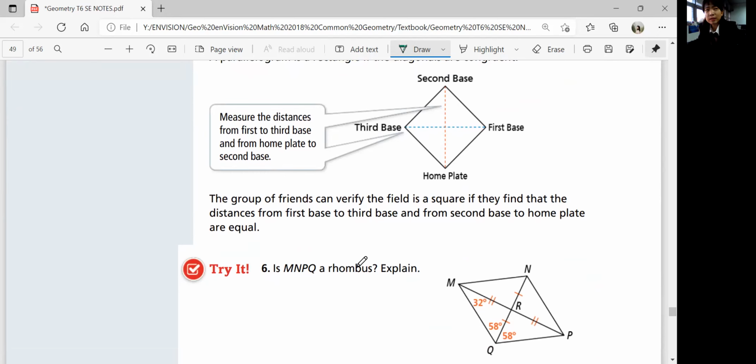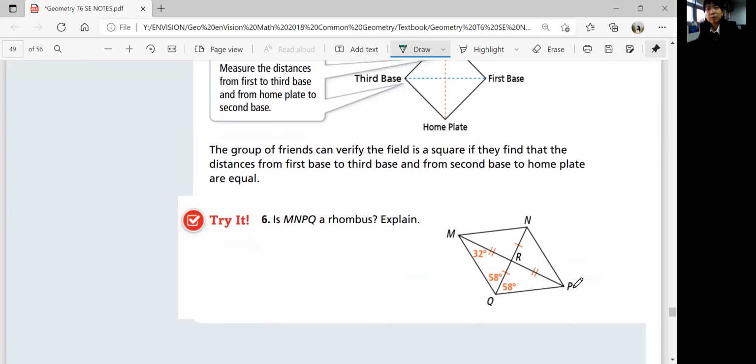So let's look at problem number 6. Is MNPQ a rhombus? Basically, are all the sides equal to each other? Okay. What are the special properties of a rhombus? First, verify that it's a parallelogram. How do you know it's a parallelogram? Because the diagonals bisect each other, right? And so it's a parallelogram. And how do you know it's a rhombus?